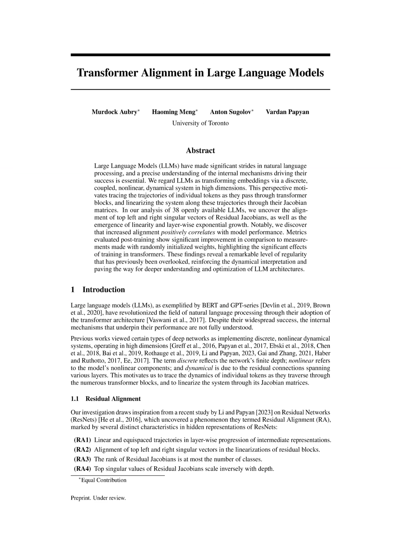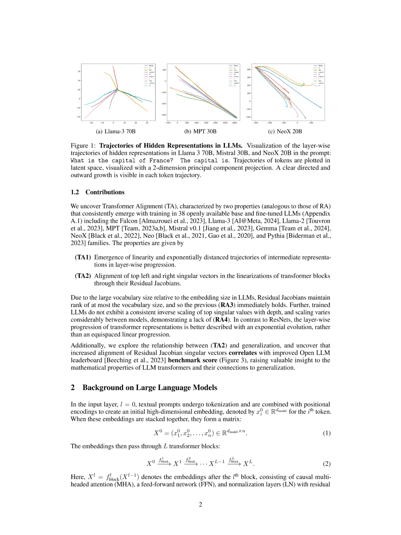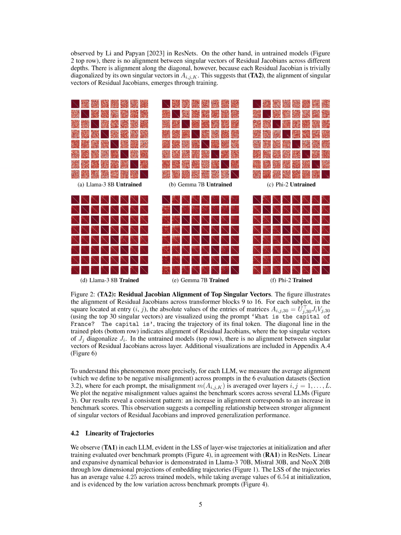The new method achieved several results in the study of large language models, LLMs. Firstly, the study uncovered transformer alignment, TA, characterized by two properties that consistently emerged with training in 38 LLMs, including the alignment of singular vectors of residual Jacobians across depths and the exponential growth of hidden trajectories through the transformer blocks. Secondly, the research demonstrated a correlation between increased alignment of residual Jacobian singular vectors and improved generalization performance in LLMs.